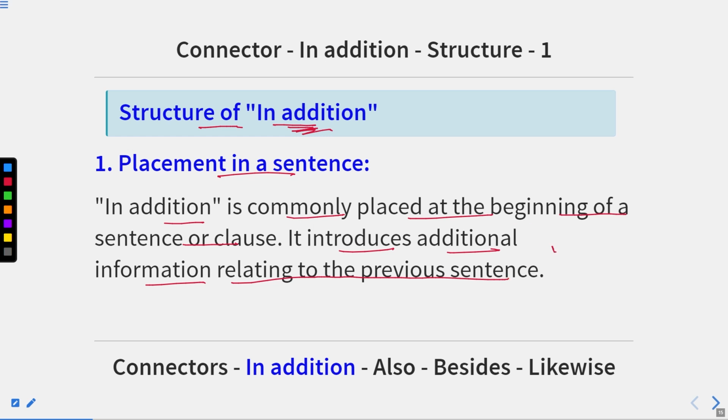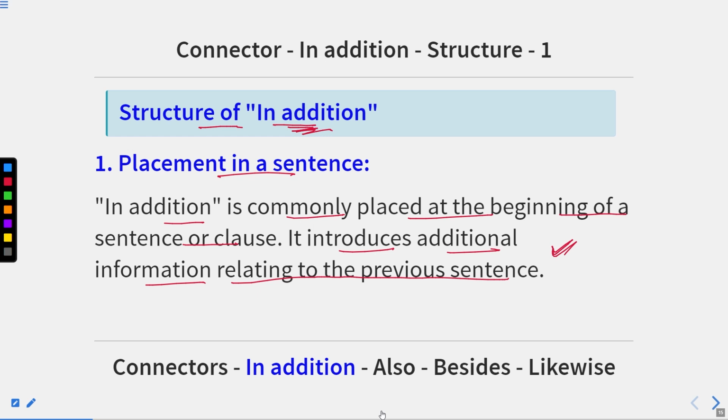Now, this is very, very important. Whenever I say that "in addition" begins the sentence, it is wrong. But if I say "in addition" begins the extra information, it is correct. Because whenever we have a previous statement, after that we use "in addition", and after that we have the further information. So "in addition" basically begins the extra information, not the entire sentence. We cannot use this phrase "in addition" at the beginning of the sentence.